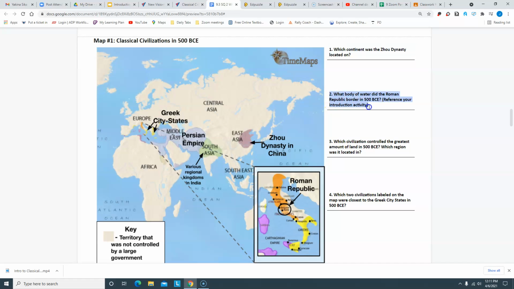Question 2. What body of water did the Roman Republic border in 500 BCE? So what body of water did the Roman Republic border? Here's the inset map for this area over here, and the inset map is located at the Roman Republic. So what body of water do you think this borders? Answer that in the Edpuzzle. It's a multiple choice question. Answer that in the Edpuzzle now.